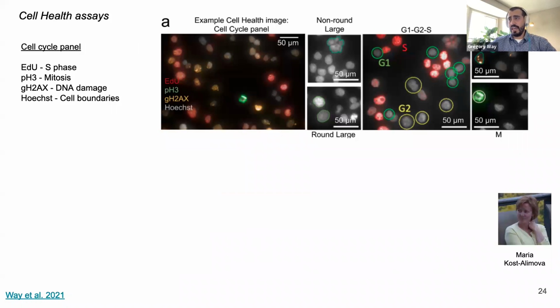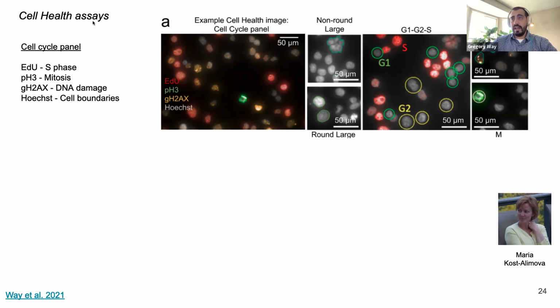To get into answering this question, we actually had to design a separate assay, and I'll walk through the experimental approach in a little bit. This also demonstrates the power of microscopy, because we can design these other orthogonal assays. This was in collaboration with Maria Costa-Alamova. She was my co-first author on this paper, and she designed this assay, which we're calling the cell health assays.